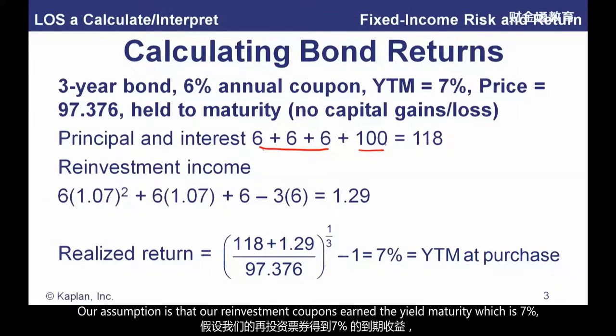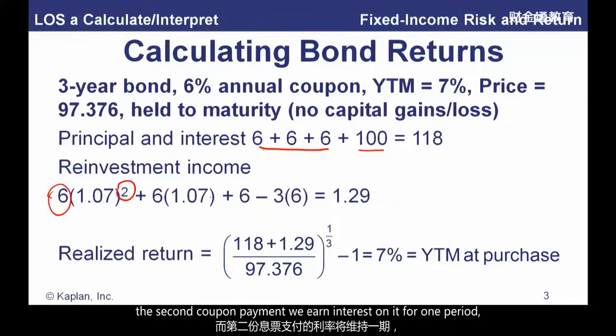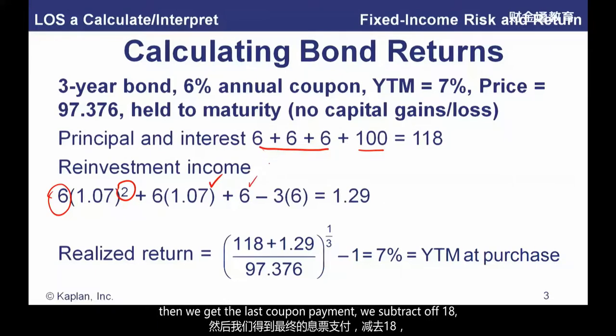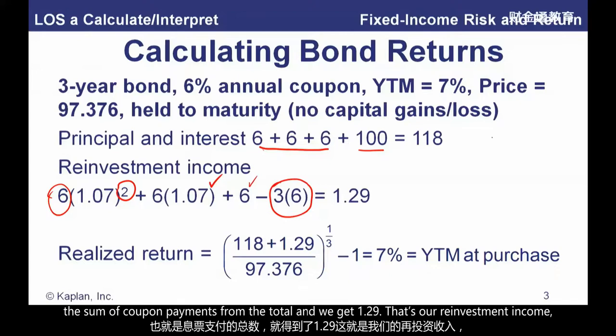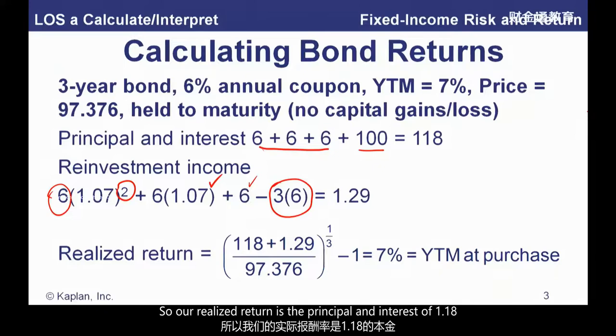Reinvestment income. Well, our assumption is that our reinvested coupons earn the yield to maturity, which here is 7%. And so we take and we grow those at 7%. Well, that first six, we earn interest on it for two periods. The second coupon payment, we earn interest on it for one period. Then we get the last coupon payment. We subtract off the 18, the sum of the coupon payments, from the total, and we get 1.29. That's our reinvestment income, 1.29% of face here.